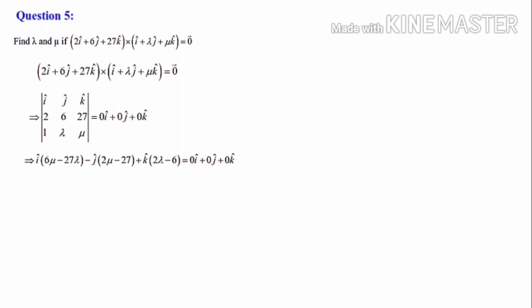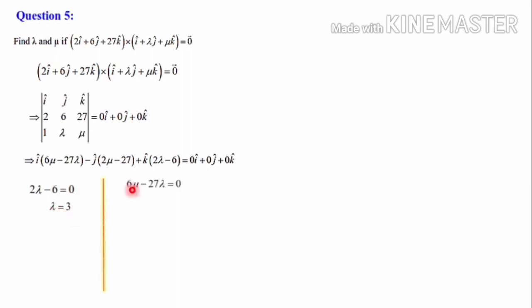Then let's equate the components. Here 6 mu minus 27 lambda, no need to take because two variables are there, so it is difficult to find two at a time. In 2 mu minus 27, only mu is the unknown quantity, and in 2 lambda minus 6, only lambda is unknown. So let's take 2 lambda minus 6 first. 2 lambda minus 6, the k component here is 0, equal to 0. From here lambda is equal to 6 on the right side, 6 by 2 is 3.